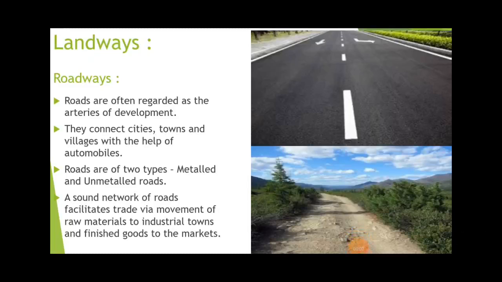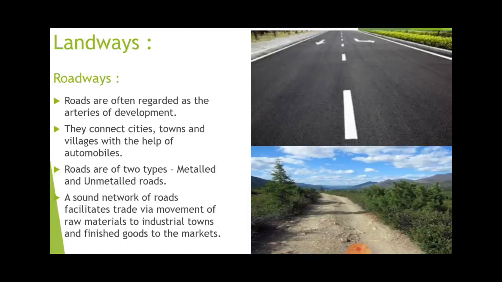Roads are of two types, that is metalled and unmetalled. So what is a metalled road? It is known as Pakka road. Pakka road is stronger than the Kacha road, that is the unmetalled road. Mostly in the city areas the metalled road is found, and in the village areas the unmetalled road is found.